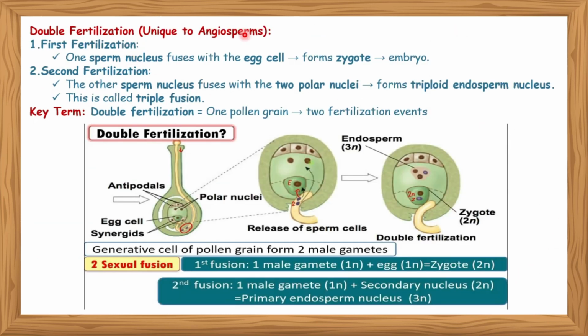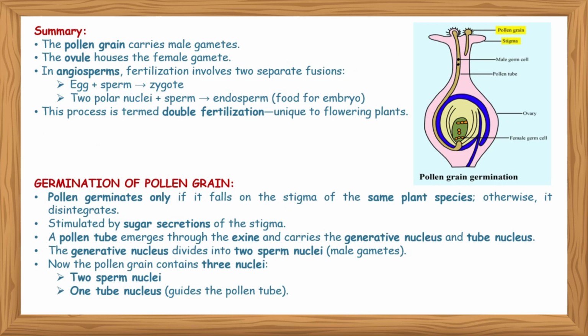Double fertilization, which is unique to angiosperms. Here there are two rounds of fertilization. First fertilization occurs when one sperm nucleus fuses with the egg cell, forms zygote and ultimately embryo. Second fertilization occurs between the sperm nucleus and the two polar nuclei to form the triploid endosperm nucleus. This is called triple fusion. Double fertilization is one pollen grain leading to two fertilization events. This is the image showing double fertilization.